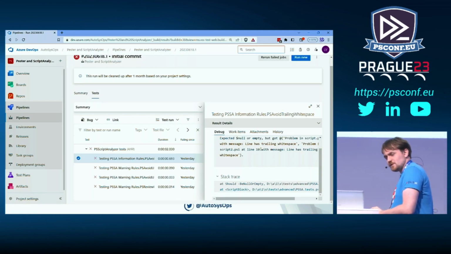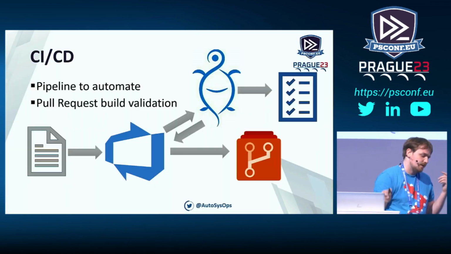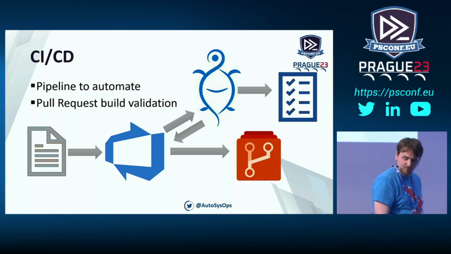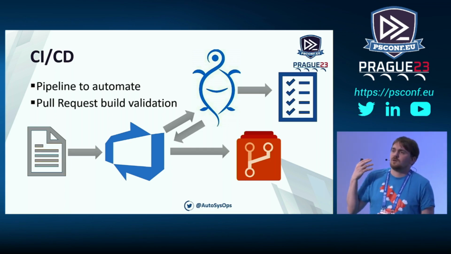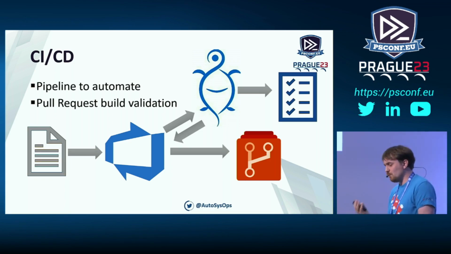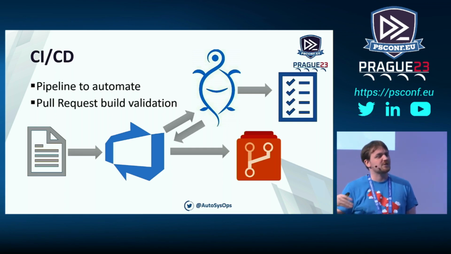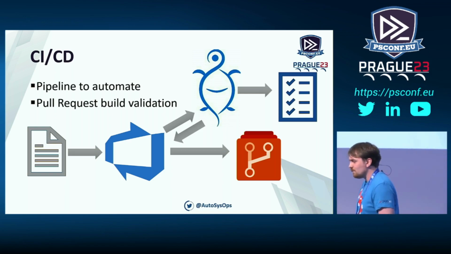And now the last part, if you really want to, many of the Git systems like GitHub and Azure DevOps will have something like a pull request validation. So if I'm making a pull request, I can run some kind of pipeline or GitHub action.